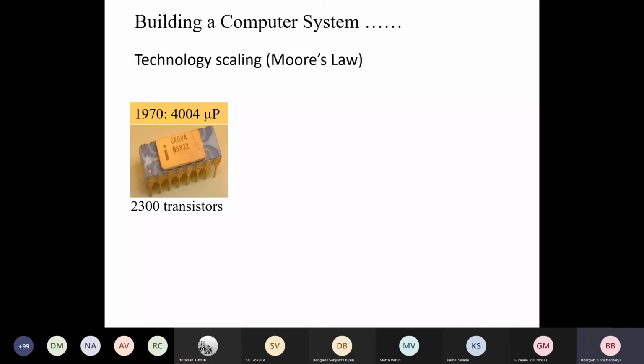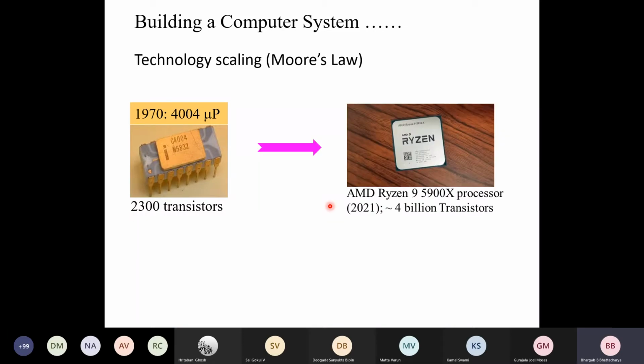As you can see, if you just look into the last 50 years or 5 decades of the computer revolution, this is the first microprocessor, which was built in 1970, 50 years ago. You can see the picture of the chip here, and this comprises around 2,000 transistors. Today, you have this kind of processor in 2020, and the chip comprises 4 billion transistors. So this is an example of technology scaling.